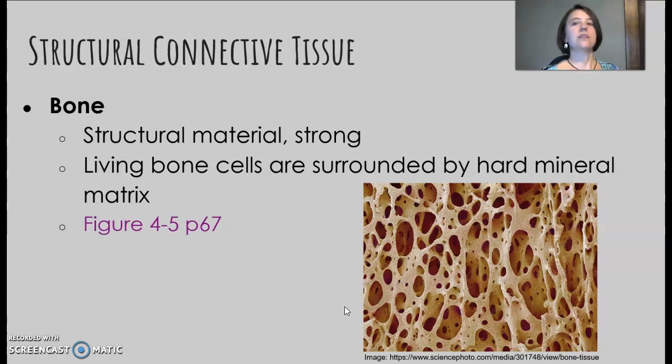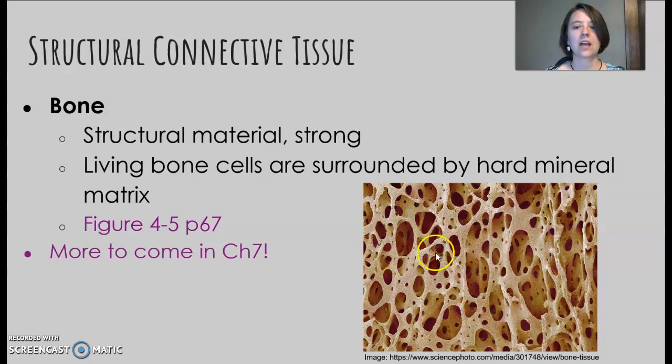On page 67 there are some nice pictures of your tendon, which would be regular dense generalized connective tissue, and cartilage, which is a structural connective tissue, and bone, which is again a structural connective tissue. And we will learn more about bones in chapter 7 on the skeletal system.